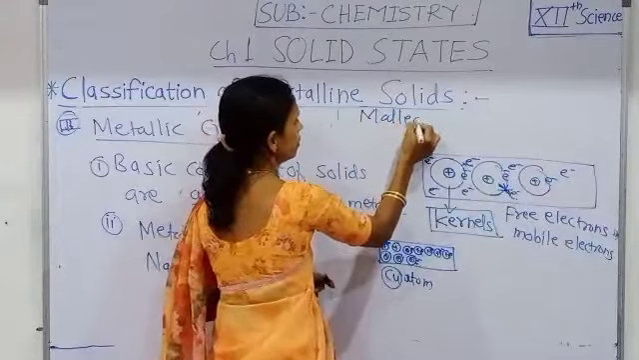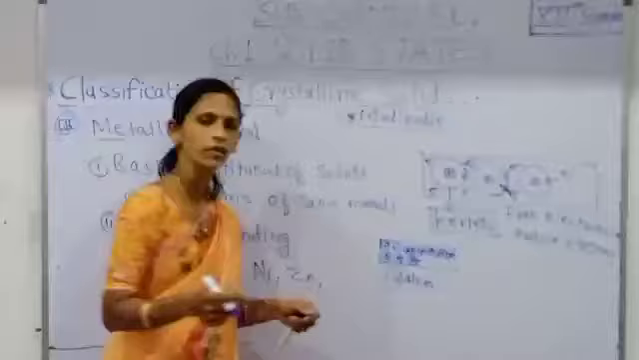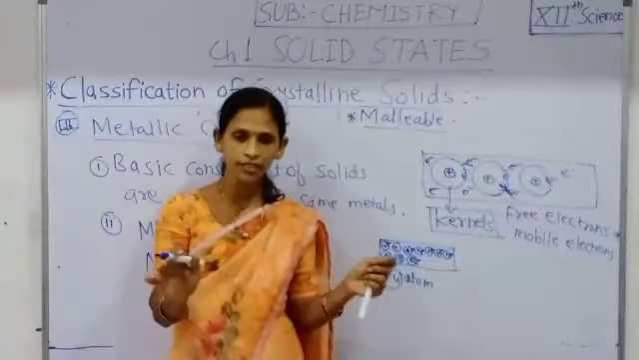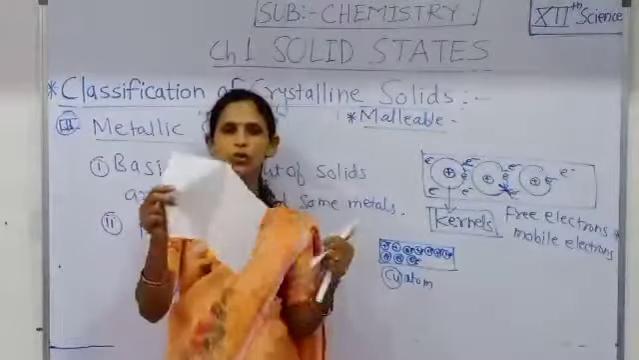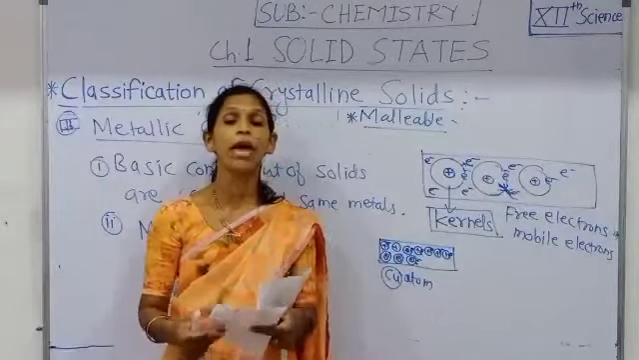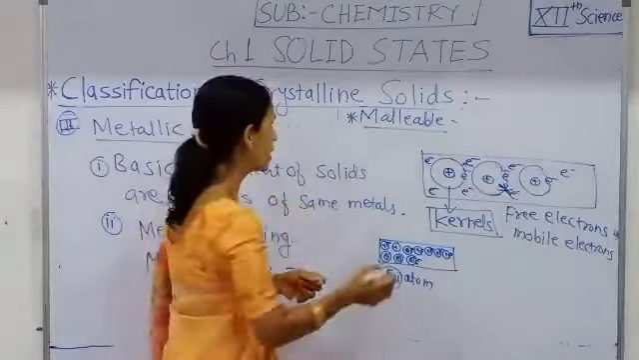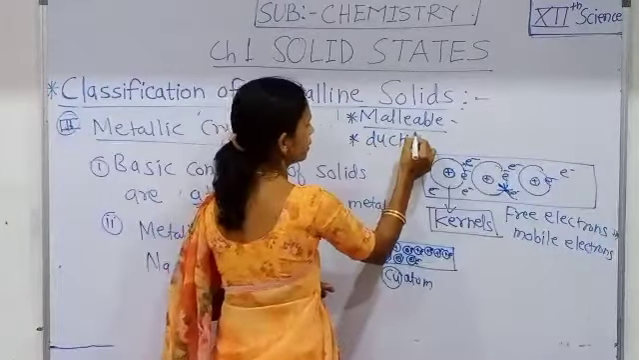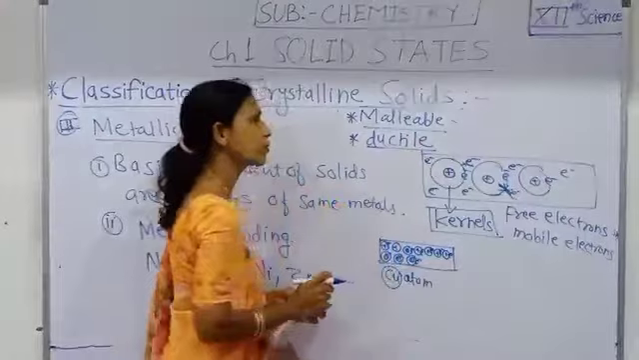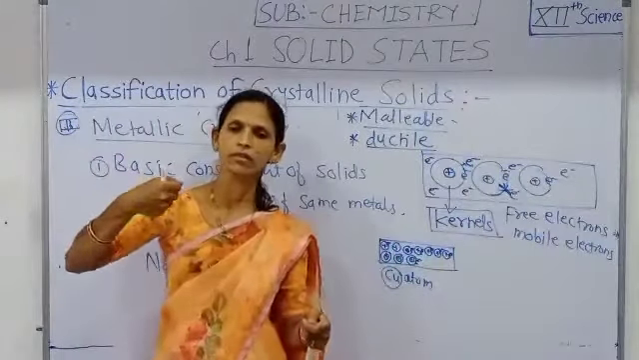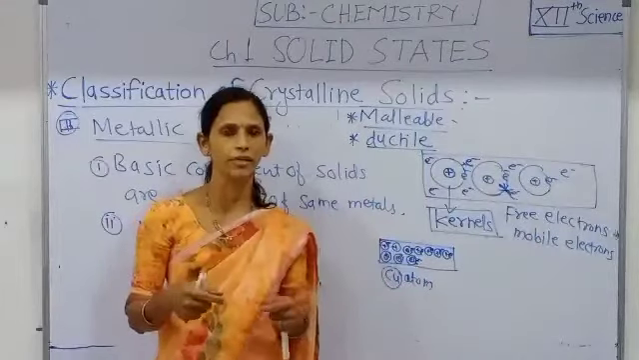Then those substances, that is metals, are malleable. Malleable means they can be hammered and converted into thin sheets, and that is the malleable property. They are also ductile in nature. Ductility is the property of metals that means we can draw wires from those metals.